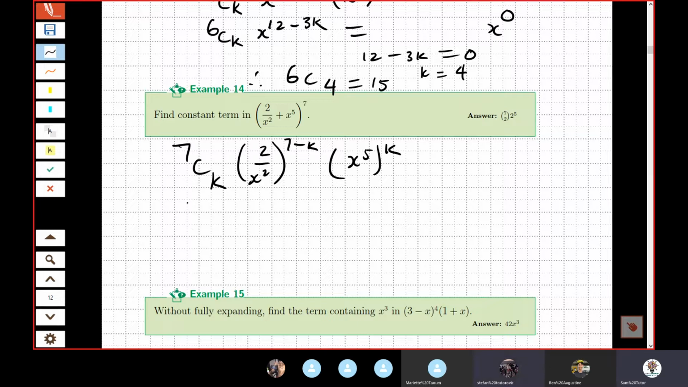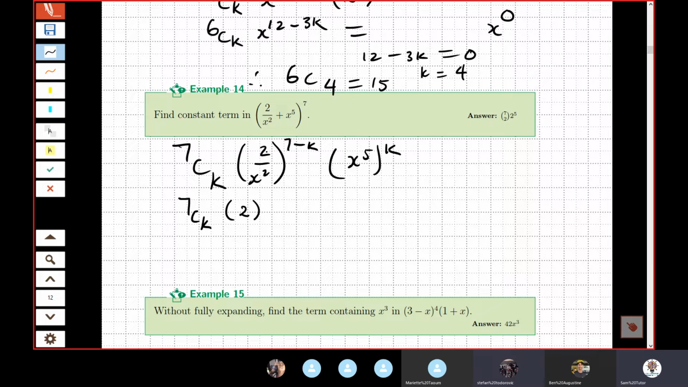7 choose k. Would you simplify that? First thing I would do is just split this up as well, because you know it's got to be split up anyway, because you've got to have your x's and your coefficients on different things. So 2 to the power of what?